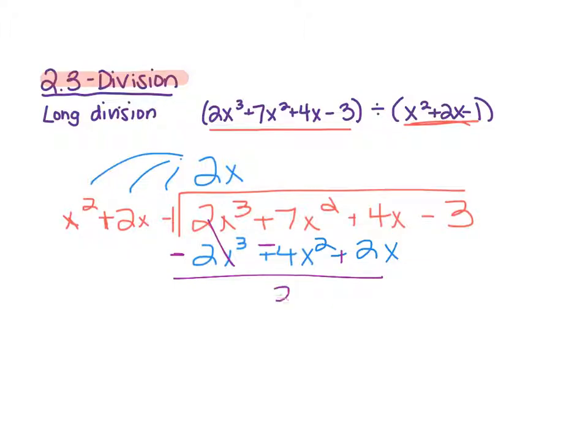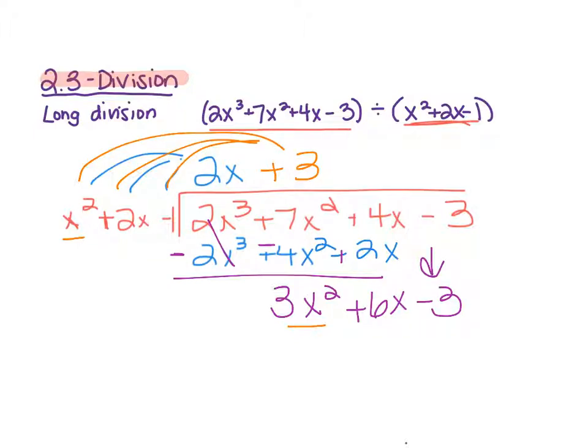This cancels. I get 3x squared plus 6x. Bring down my next term, which is negative 3. First and first again. So what do I have to multiply x squared by to get to 3x squared, which is a positive 3? Multiply that times all 3 terms: 3x squared plus 6x minus 3.